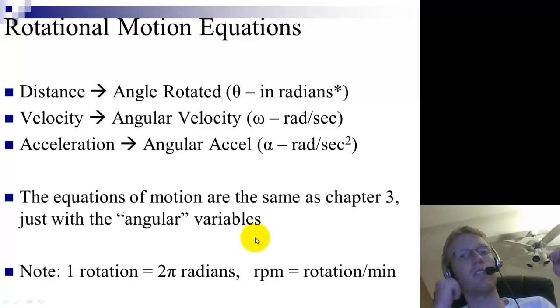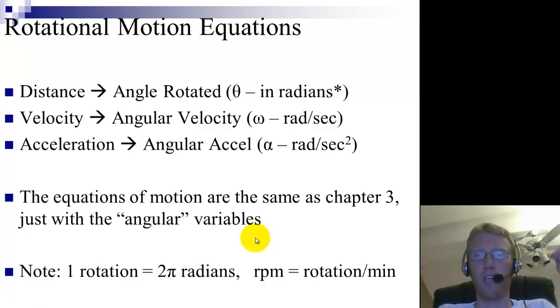Another unit that's commonly used in this chapter and in general for things rotating is RPMs. RPM stands for rotations per minute. So you might have to convert rotations to radians, and you might have to convert minutes to seconds in order to get it in SI units and compare it to other SI quantities.